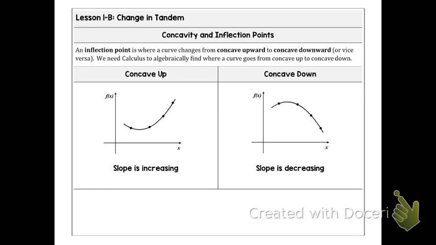An inflection point is where a curve changes from concave up to concave down or vice versa. To actually find where that point is, you're going to need calculus. But in just a few minutes we're going to talk a little bit about how we can estimate that point.